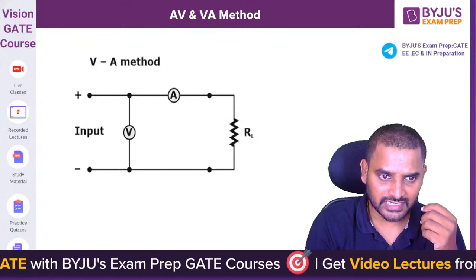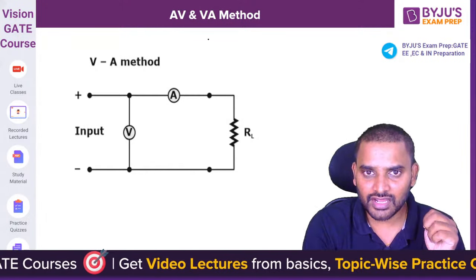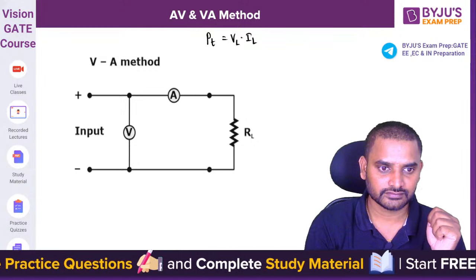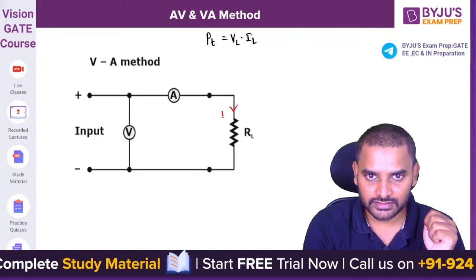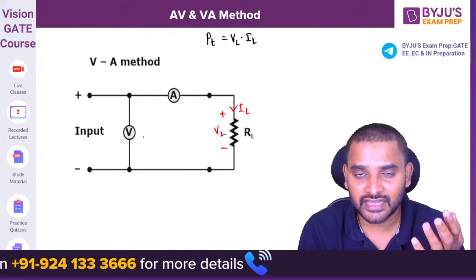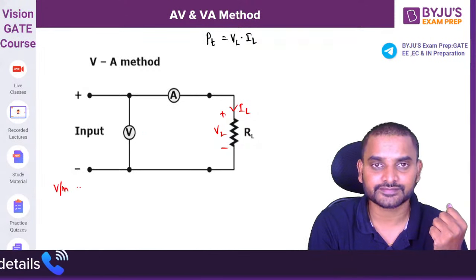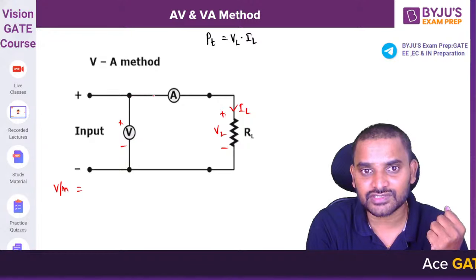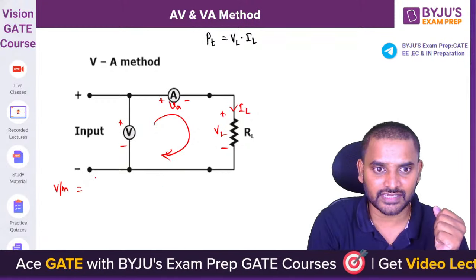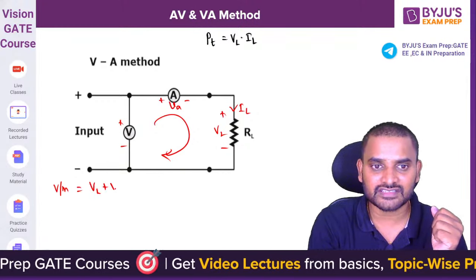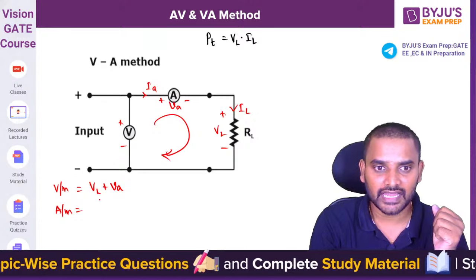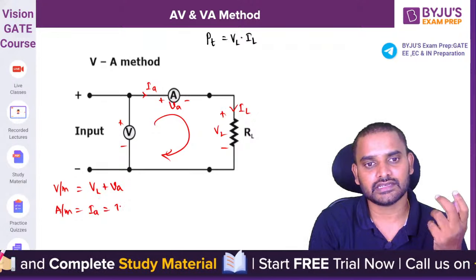Similarly, let us take up the VA method. We know our true power is equal to VL into IL. This is my VL and this is my IL. Now I want to calculate the ammeter current and voltmeter reading. This voltmeter is going to read the voltage drop across the ammeter and the voltage drop across the load resistance. If you write a KVL, the voltmeter reading is equal to VL plus VA. The ammeter reading is IA, and that IA is equal to IL.